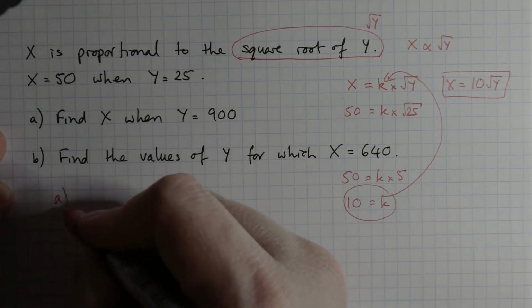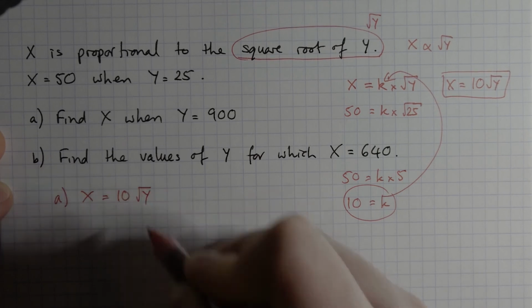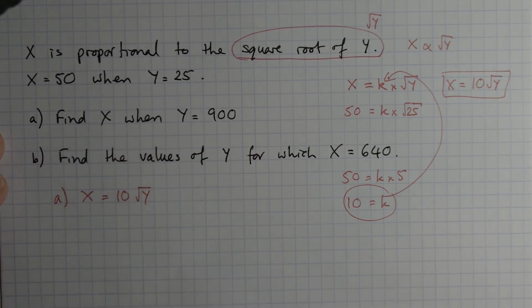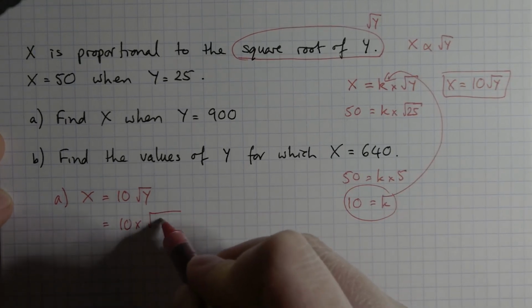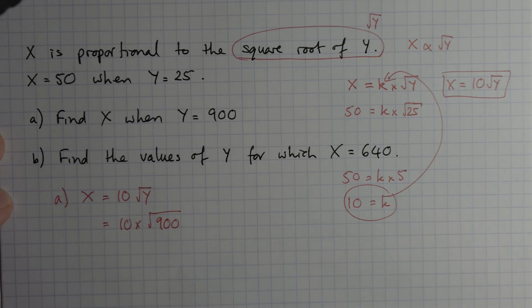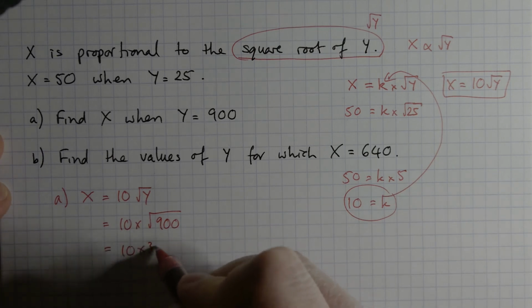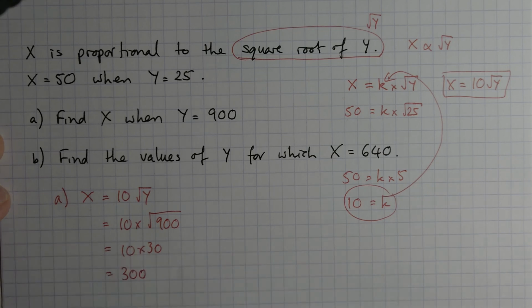So part A, let's write it. X equals 10 root Y. Find X when Y equals 900. Okay, let's just put 900 in here then. The square root of 900 is 30, and 10 times 30 is 300. And I've done that bit.